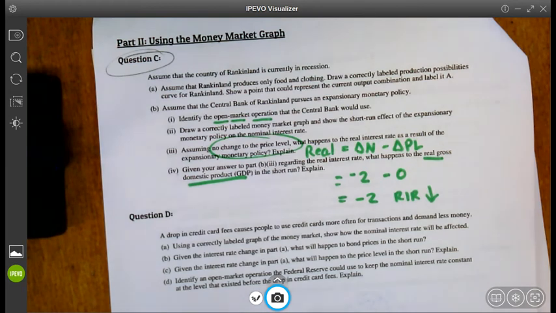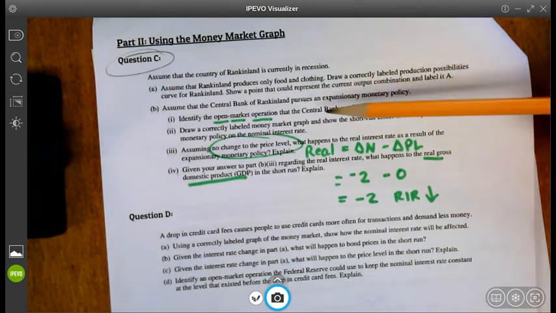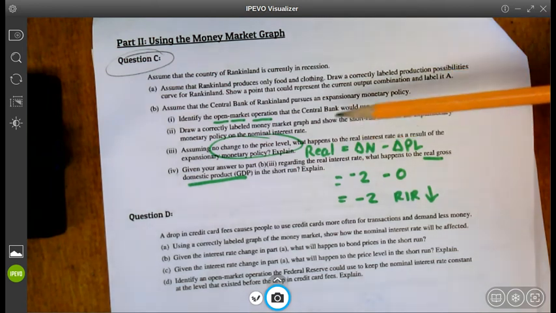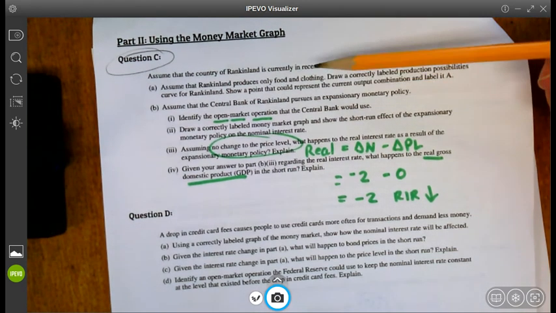So first of all, question C is a great question because it's testing a few things. The big idea is monetary policy, but also how it connects with earlier concepts from Unit 1 regarding the production possibilities curve, and then also the aggregate economy with short-run and long-run aggregate supply. So let's get started. It says, assume that the country of Rankin Land is in a recession.